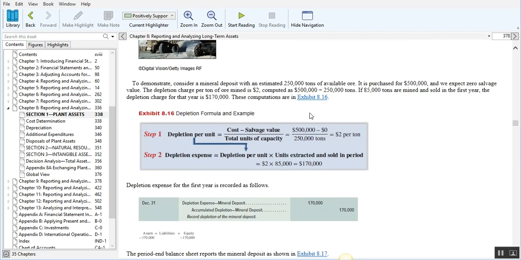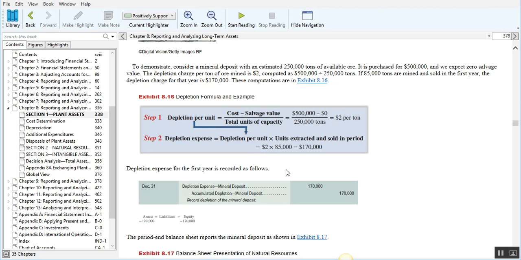When you buy the land or the rights to the ore or the timber or the oil, there's going to be an estimated number of tons that you're going to be able to get out of that. So you're going to say, all right, I'm purchasing this for $500,000. I estimate that I'm going to get 250,000 tons out. So I calculate the cost minus salvage value divided by the total units I expect, and I'll have $2 a unit. That is a depletion rate per unit. So for every ton we take out of the ground, we're going to multiply it by $2 to get the depletion amount.